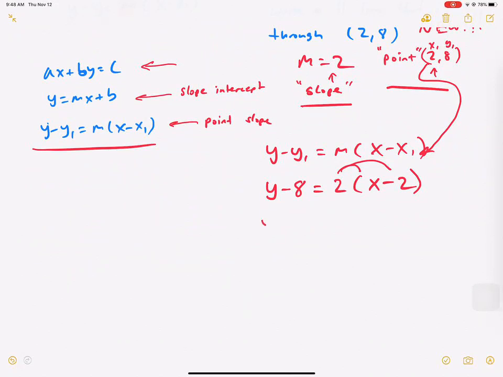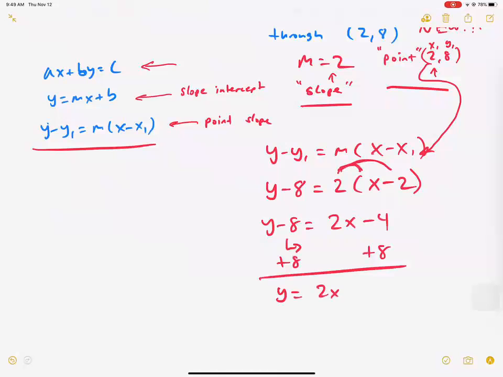Let's do that. y minus 8 is equal to 2 times x, which is 2x. 2 times negative 2 is negative 4. And let's just move the 8 over, so plus 8 to both sides. y is equal to 2x plus 4. That is our new parallel line.